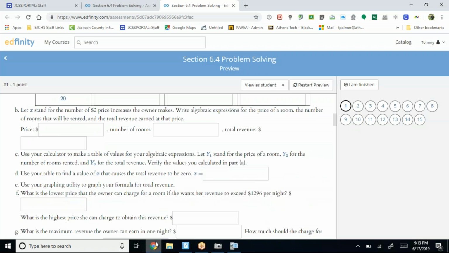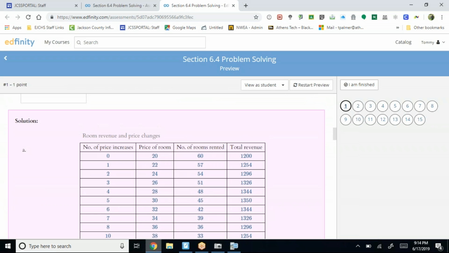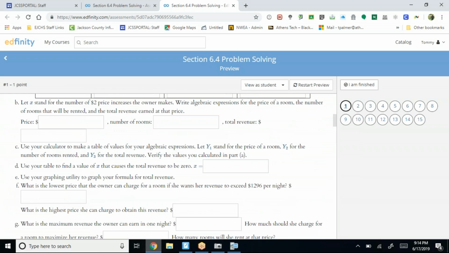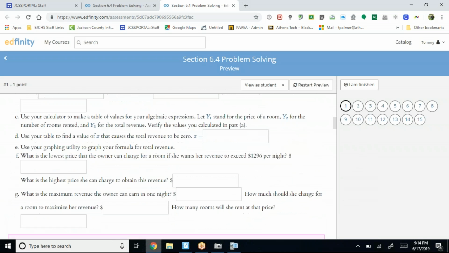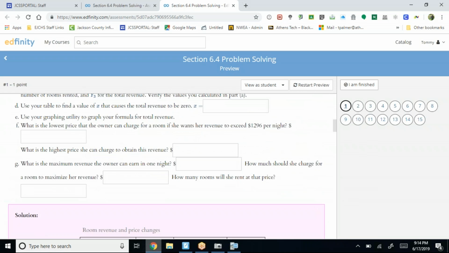Let's see what else they want. Okay, what is the lowest price that the owner can charge for a room if she wants to exceed? That's that. What's the highest price she can charge to obtain this revenue? And what is the maximum? So G is what we just found.